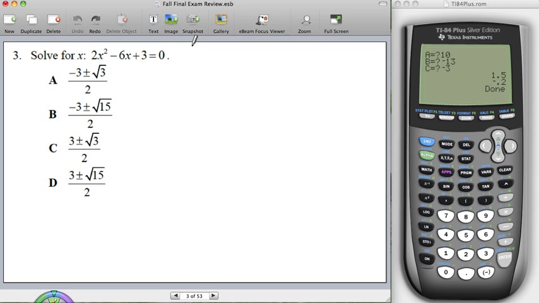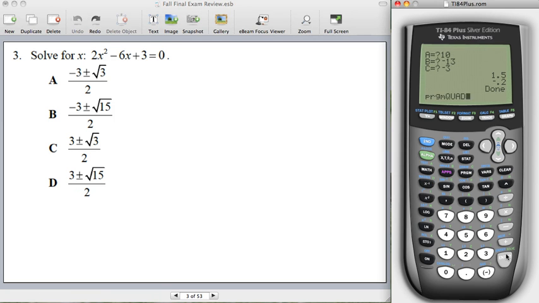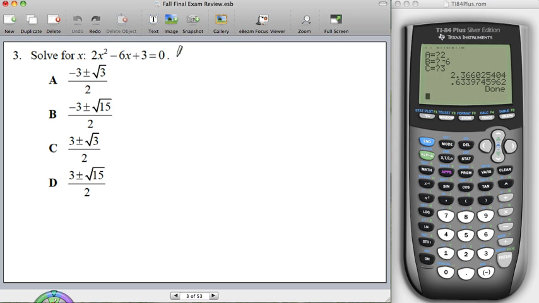For part C, I'm going to go ahead and try and use the quad program again. So that gives me 2 for A, negative 6 for B, and 3 for C. And if you notice, you get these decimals over here, which means we have irrational solutions. So if you look at all your answers, they had radicals anyway. So that's an indicator that you would actually have to work through the quadratic formula.